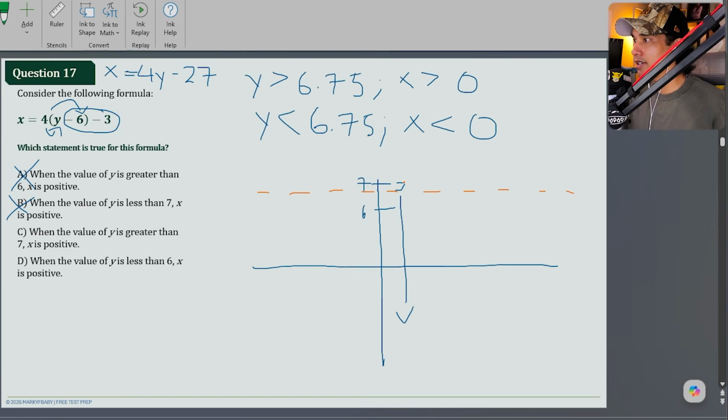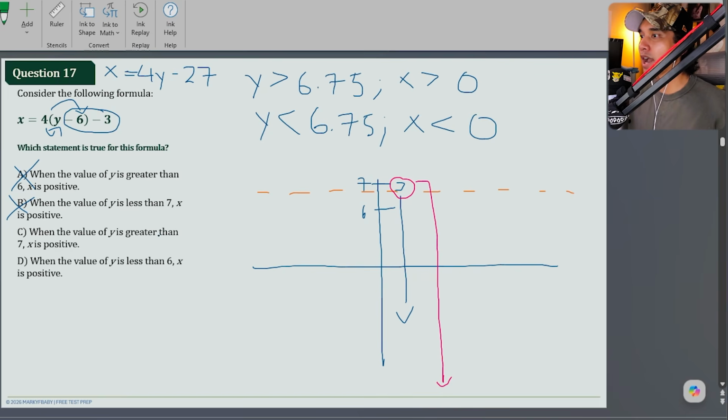And all of this is below 7 all the way to infinity. 6.999 all the way to infinity will be part of it, included, right? And then that small portion right here is positive. That's why I say that this is partially true. Okay? Now you have a visual.